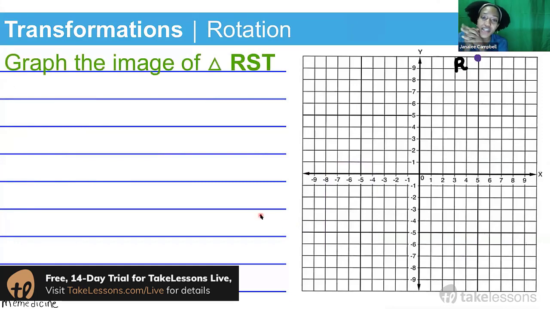Now for the fun and more complicated stuff, rotations.